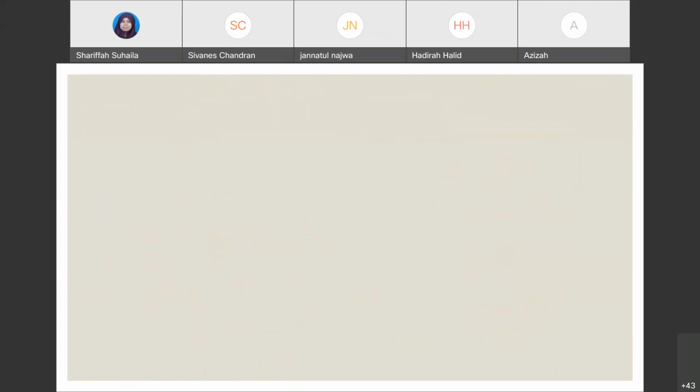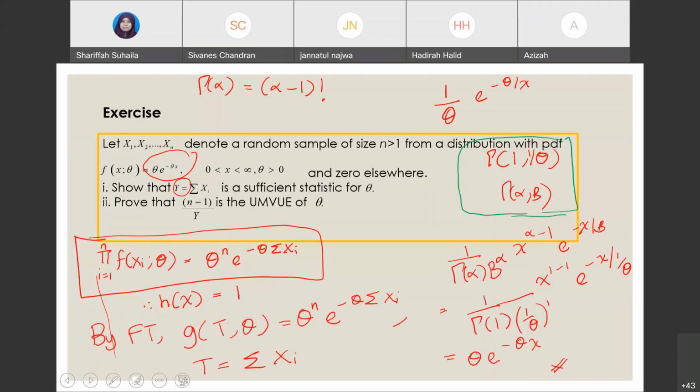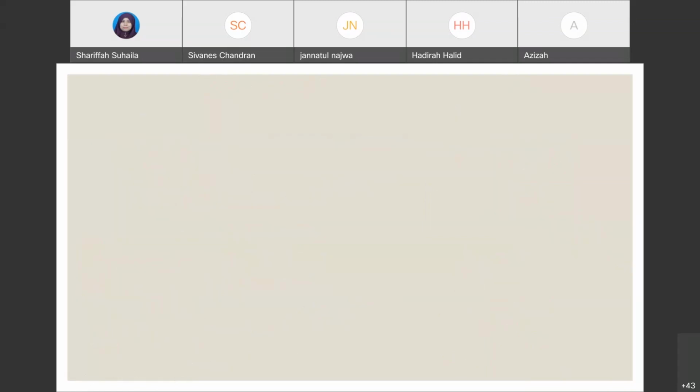So this second part, what you need to find is your likelihood function. Kita dah ada likelihood function depan tadi. Kita dapatkan dulu dia punya MLE dia. So tulis balik. So you already have theta^n exponential negative theta summation xi.